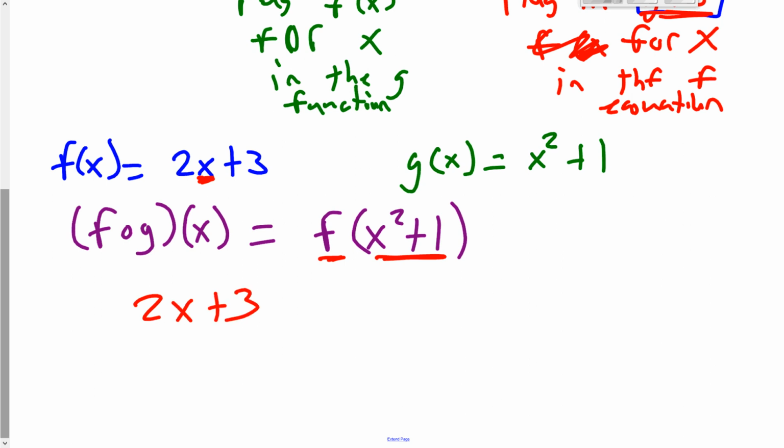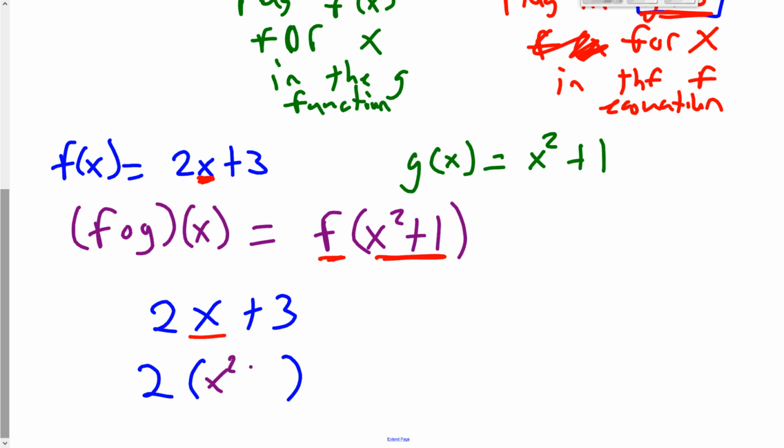Or maybe I should write it in blue. And now I'm going to take this x and I'm going to plug in my g. So now I have 2, and now I'm plugging in my g, which is x squared plus 1. And then I'm adding 3. Some students forget to add that 3 afterwards. Okay, so that's what it looks like.